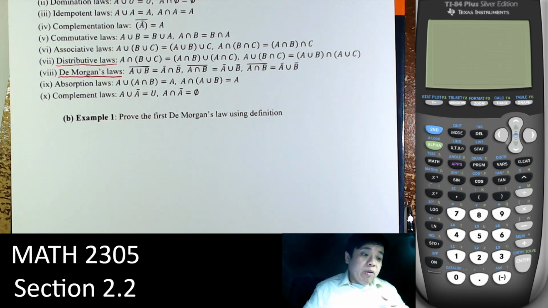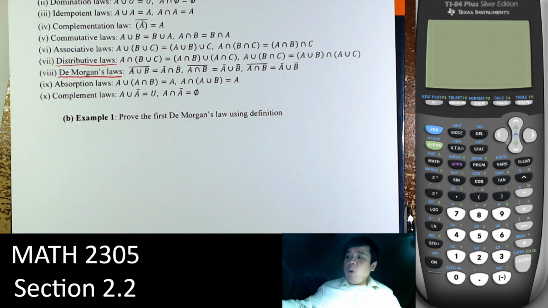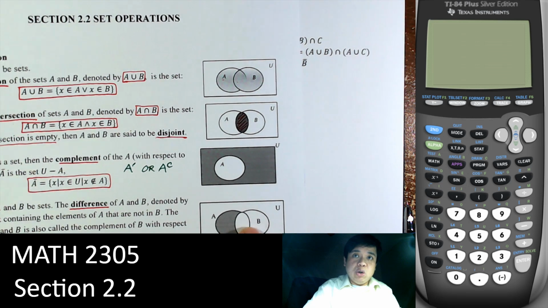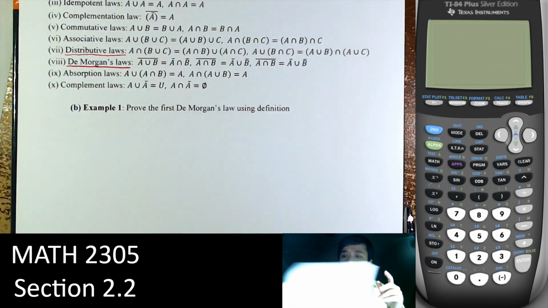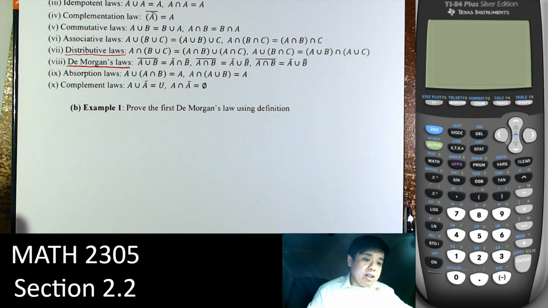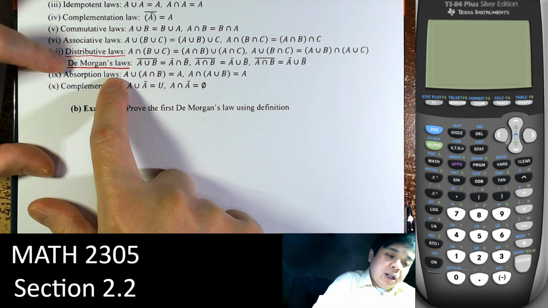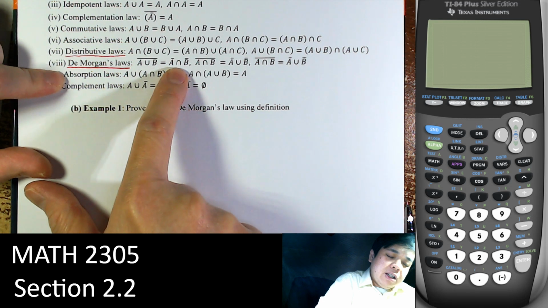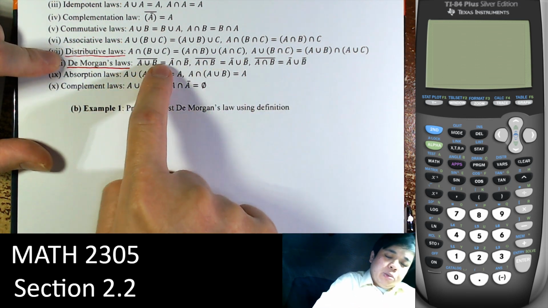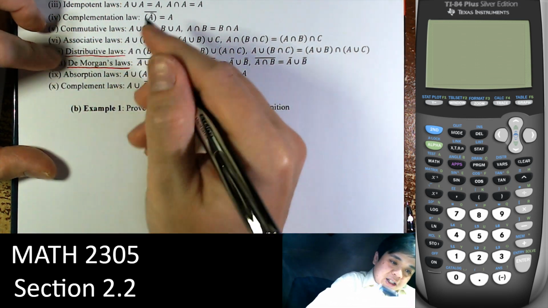How do we prove it? Of course, if we want to prove it, we can draw a diagram like this and show that the regions are the same. But there are a lot of ways to prove it. We can just prove it based on the definitions here. Let's prove the first part of that. We're going to prove this one.